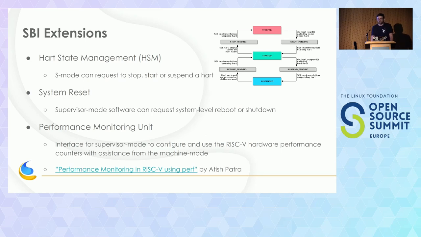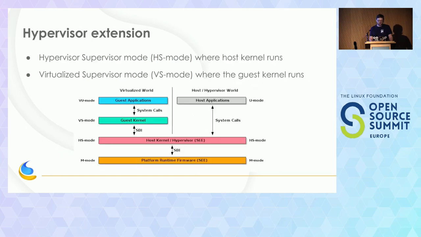More recently, there have been some additional extensions to SBI, such as the hart state management. So this allows the S-mode software like Linux, like our operating system kernel, to be able to stop and start or suspend a hart. So this is important for being able to do power management and things like that. We also now have the ability to do a system reset. So the supervisor mode software like Linux can request the M-mode firmware to shut down the system. There's also now performance monitoring unit instructions as well. So this is really important to be able to do performance monitoring things with commands like perf. So that's now also supported with this SBI extension.